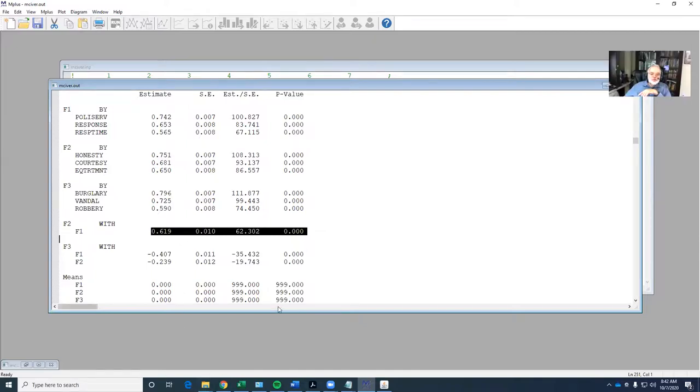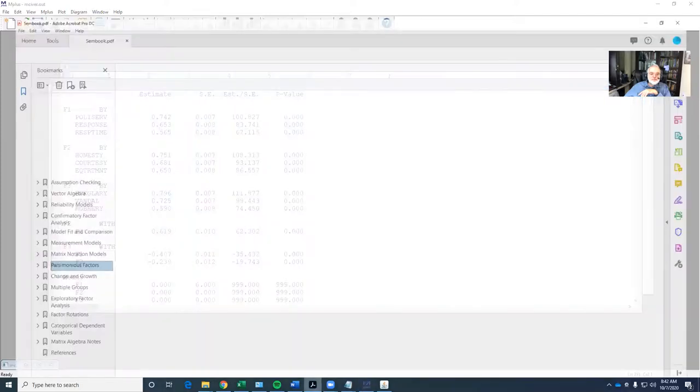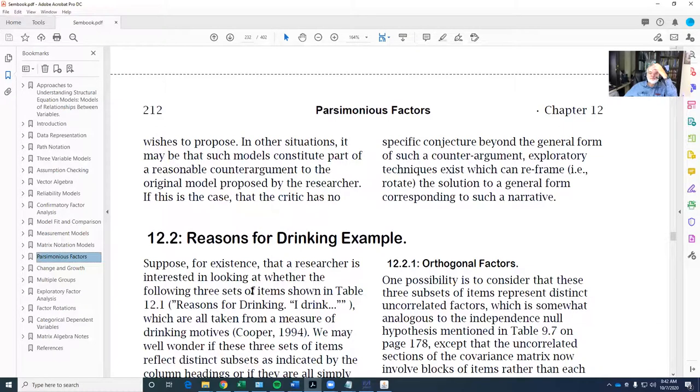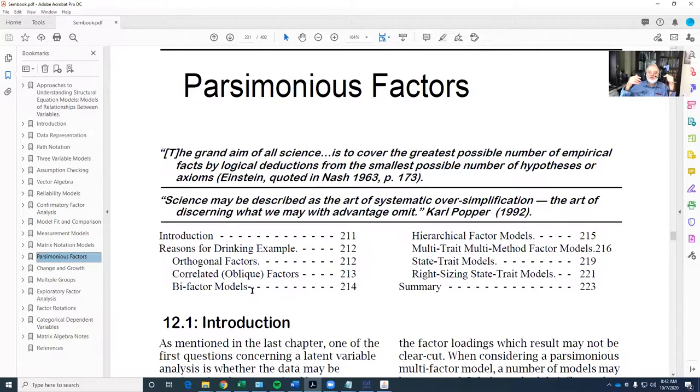So inside of the handout, I did exactly what we're looking at here. In terms of what goes on in this chapter, drawing that three-factor correlated model is only one of many alternatives you could have. I could specify uncorrelated factors by fixing the covariances of the factors to be 0. The model that I showed you here was correlated factors, and there are other models called bifactor, hierarchical, multi-trait multi-method, state trait models, and so forth.